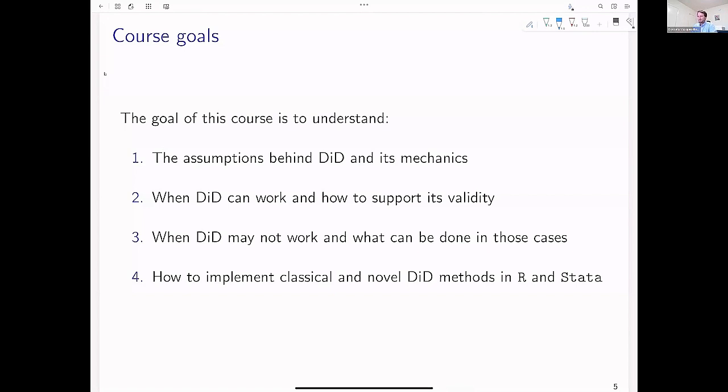discuss that in detail. And obviously, number 4 is, okay, now that you know what you have to do, how do you actually do it with your data set? Okay, so we're going to discuss how to implement what I call classical methods in diff-in-diff, and also these novel methods that have been proposed in the past couple of years that deal with these problems about treatment effect heterogeneity and maybe staggered adoption and so on, in R and Stata. Okay, so that I would say is some of the goals of this course.